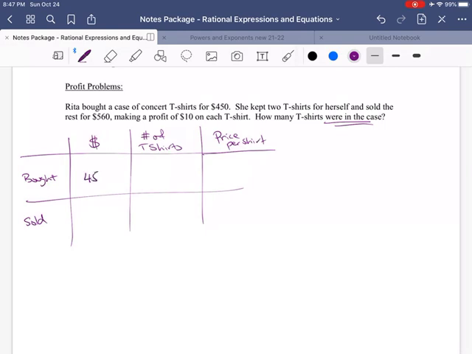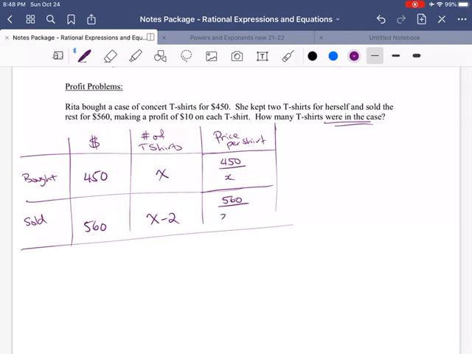So she bought them for $450, sold them for $560. We don't know the number that she bought, but we do know that she sold 2 less than she bought, so x minus 2. Now the price per shirt is going to be the price divided by the number. So 450 divided by x, and this one is going to be 560 divided by x minus 2. The whole premise here is we're going to take the sold rate and subtract the bought rate, and we're going to get the $10 of profit.